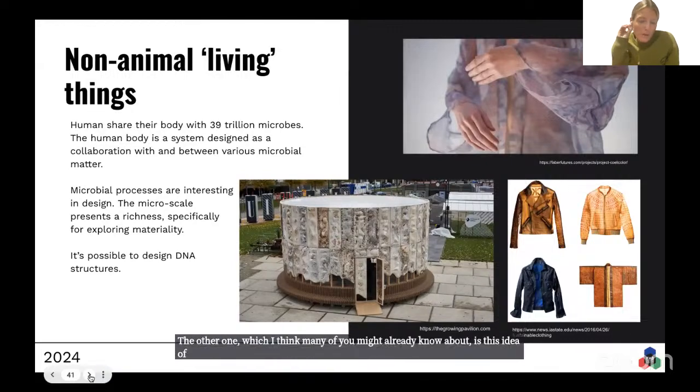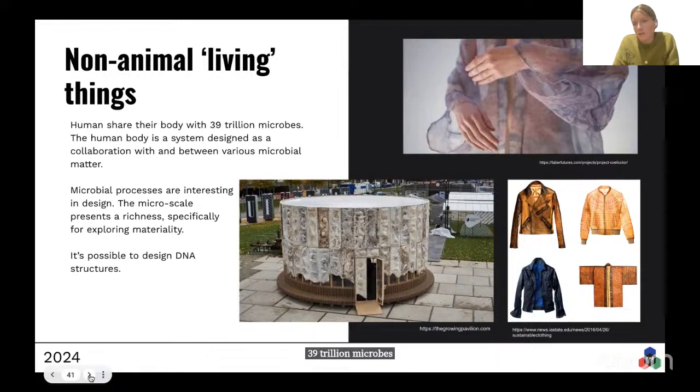The other one, which I think many of you might already know about, is this idea of designing with microbes and microbial life. I think you have some specific classes that will go into this. We actually share our body with 39 trillion microbes, so it makes a lot of sense that we start designing with them. We also have, of course, the ability to design DNA structures, and we can go all the way down to the atomic level. But the examples that I've given bring the concept of the microbial world into a collaborative design space. So this is, I believe, representative of humans directly collaborating with microbes.